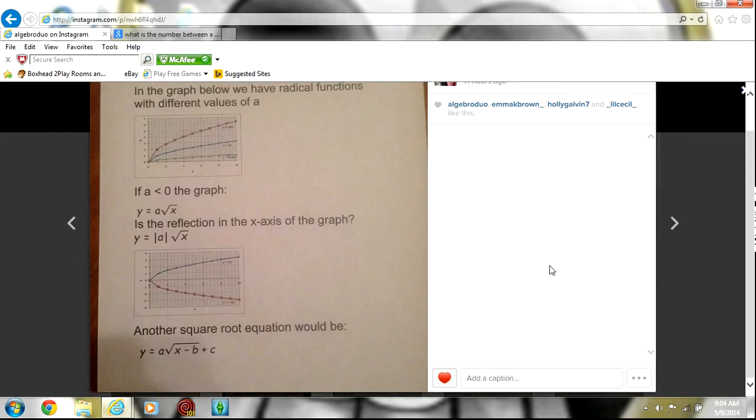So, yeah, this is another post we made. It's about graphing, like when to graph a function, or what it will look like. In the graph below, we have radical functions with different values of a. So this red line, blue line, and green line are all values of a. If a is less than 0, the graph will be a radical x. Is the reflection in the x-axis of the graph? If so, then y will equal the absolute value of a radical x. So this is what it will turn out to look like. Another square root equation would be y equals a radical x minus b plus c.